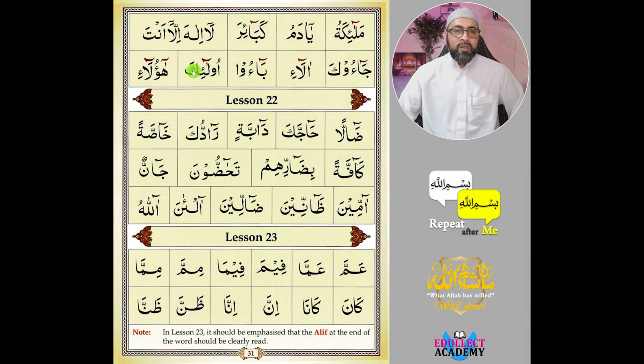أولئك. MashaAllah. Now, in this word, we have both types. Mad munfasil, mad muttasil. So let's see how we recite this one.